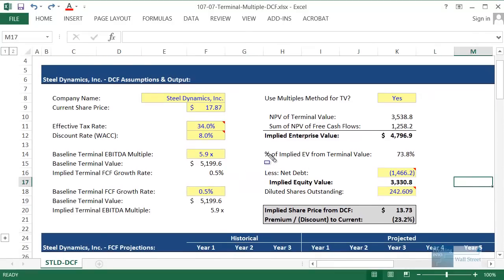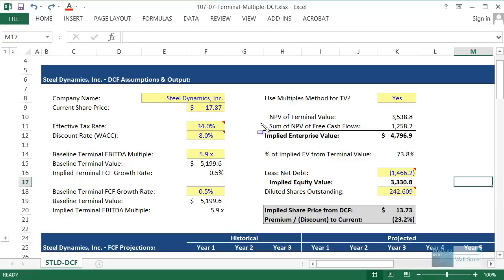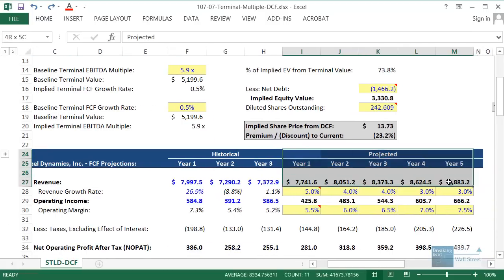But there is a problem, which is that the terminal value, or the NPV of the terminal value, takes up around 74% of the total implied enterprise value from this analysis. Normally, you like to see this more like 50% or less, and you like to see more value coming from the actual free cash flows in the projection period. Based on this, we would say that we probably need to project out further. We probably need to go out more like 10 years or even 15 years maybe.